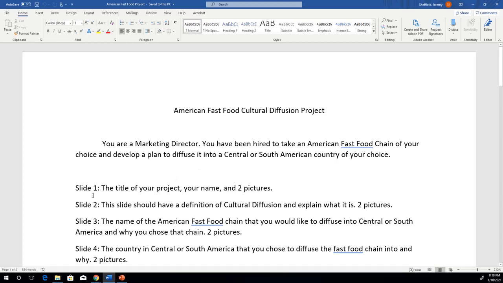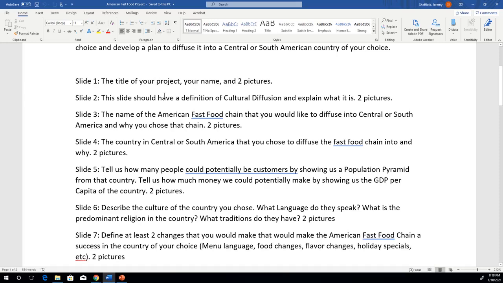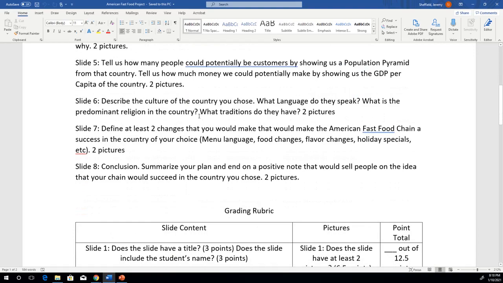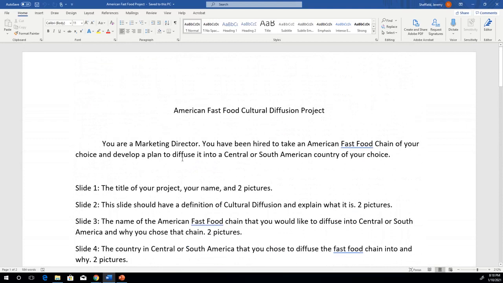So slide one, the project's gonna be 8 slides, it's in PowerPoint. Each one of the slides and what goes into each slide is broken down onto this document. This can be found in the hub. All 8 slides are here, and then also a grading rubric. We're gonna go through each one of these. So slide one, we need the title of your project, your name, and 2 pictures.